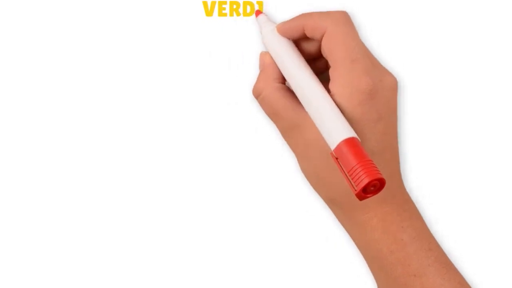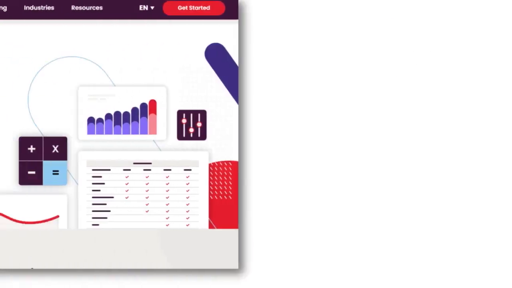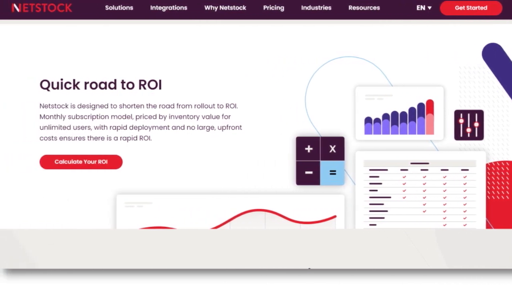Let me talk to you about the verdict here. So when we talk about Netstock, what kind of tool should you be thinking? First of all, is this tool really safe? Yes, Netstock is definitely safe. Netstock is legit. The ROI is worth it. The tool is worth it. In other words, the ROI is positive. If you were to invest in Netstock today, you will get your ROI multifold in the future.